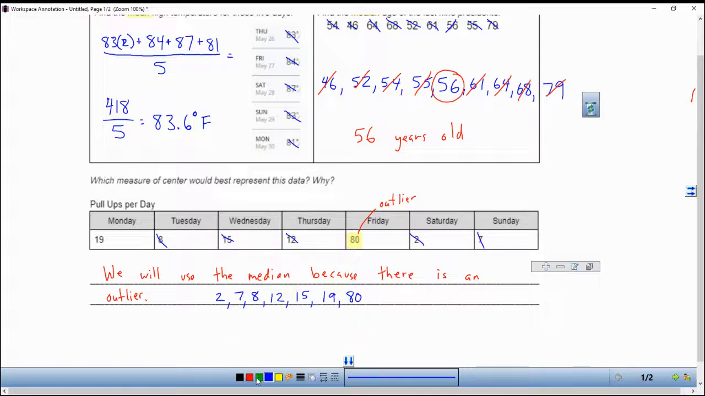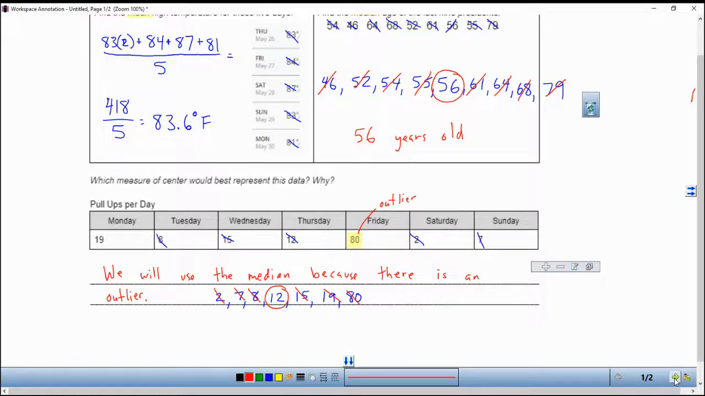All right, same method as we used with the president age one. We're going to cross them out. Now we do have 7 data points, which is an odd number, which means we'll have 1 in the middle. And there it is. The median number of pull-ups would be 12 for this set of data.